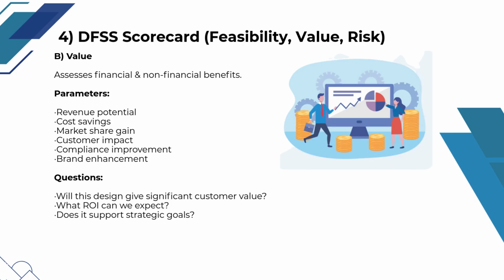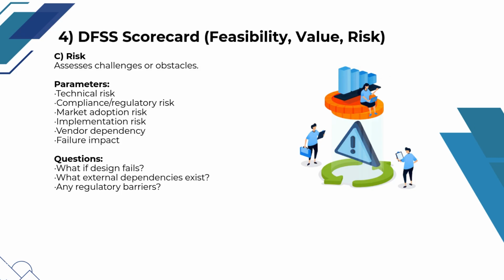The risk component of the DFSS scorecard evaluates potential challenges or obstacles in the design, considering factors such as technical risks, compliance or regulatory risks, market adoption risks, implementation risks, vendor dependencies, and the impact of failure, while addressing critical questions like what would happen if the design fails, what external dependencies exist, and whether there are any regulatory barriers.